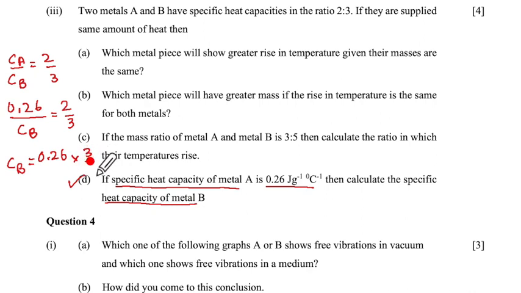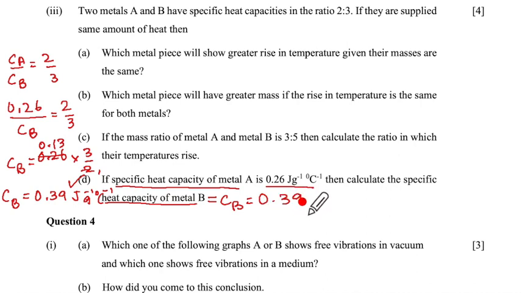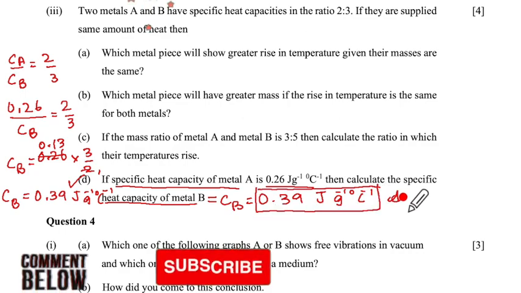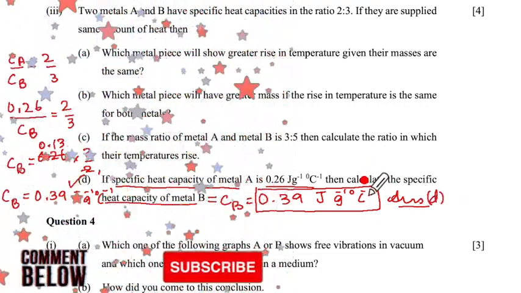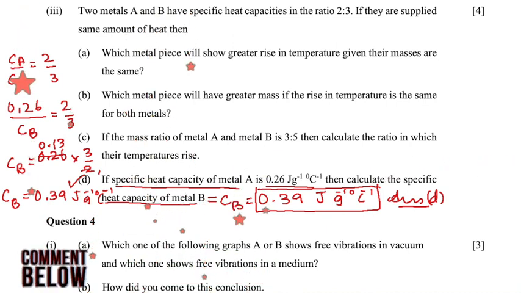0.26 multiplied by 3 upon 2. So 2 ones and 2 here will go 0.13 times. So you will have Cb equal to 13 3 is 39. So 0.39 joule per gram per degree C. Okay, so specific heat capacity of metal B, which is Cb, will be 0.39 joule per gram per degree C. And that is our answer D. Are we understanding how it is to be done? Now let us come to question number 4.